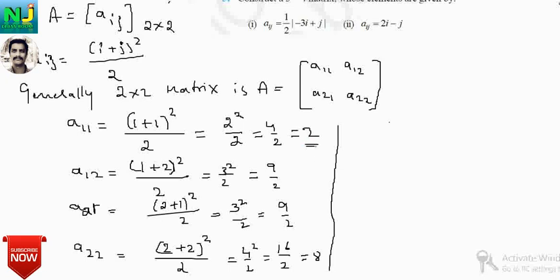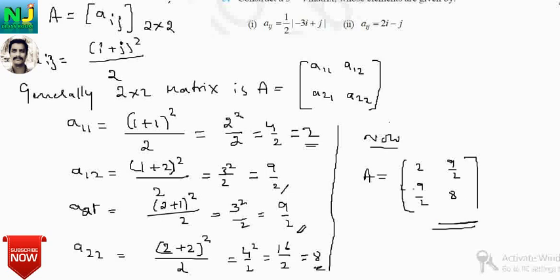What is the first element? That is a11 is equal to 2. For a12, put i as 1 and j as 2. So this is a21 and this is a22. So now substitute all the elements a11, a12, a21, a22. So now A is equal to 2, 9 by 2, 9 by 2 and 8. This is the required matrix we can write down by using the formula.